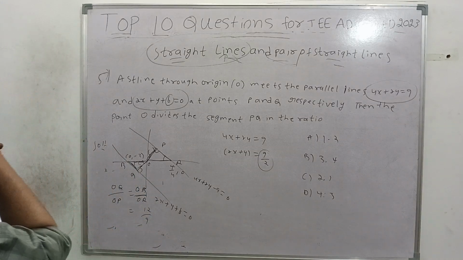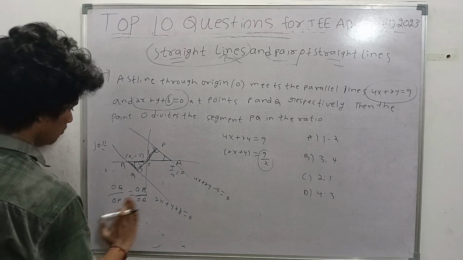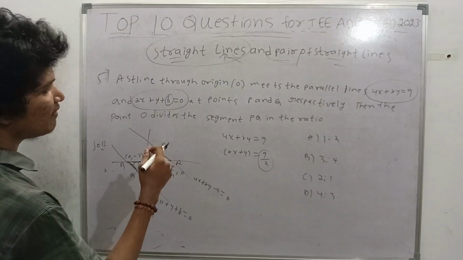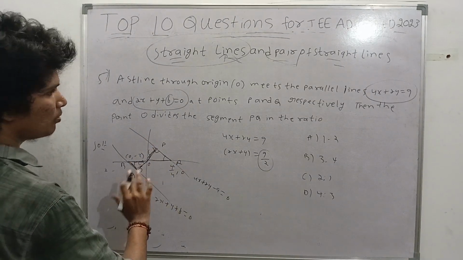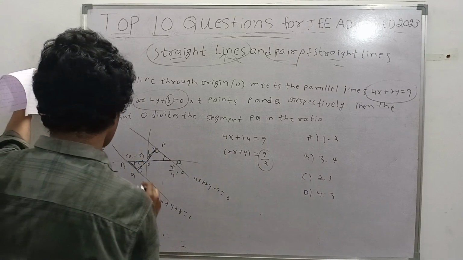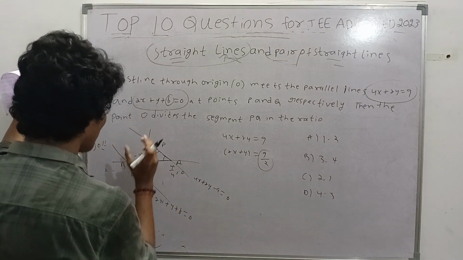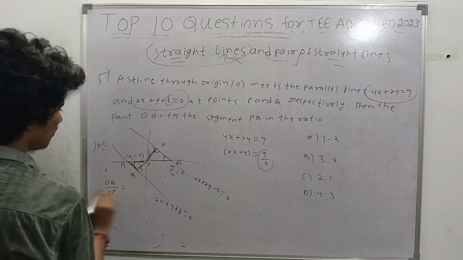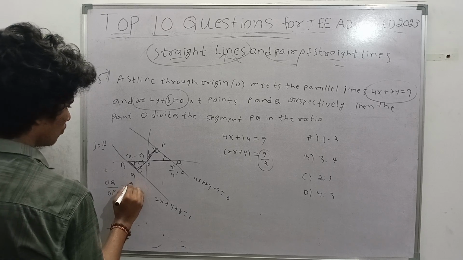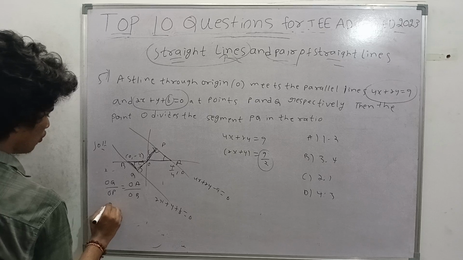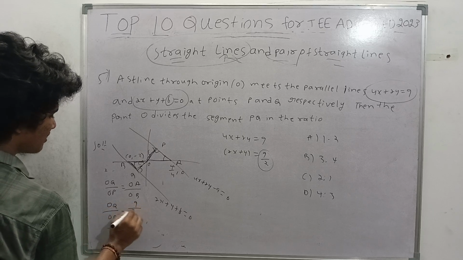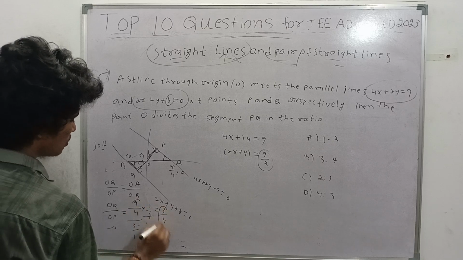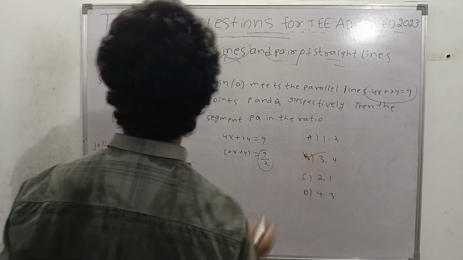One second guys, 3:4. What they ask is the ratio in which O divides PQ. The O is dividing at what ratio? So I have to first find this divided by this ratio. OQ divided by OP is equal to OA divided by OB. What is OA? It is 9 by 4, and what is OB? It is 3. So it will be 3 by 4. So what is the ratio? The ratio is 3:4. Like this you have to solve.